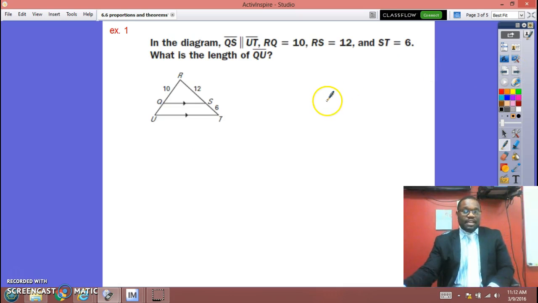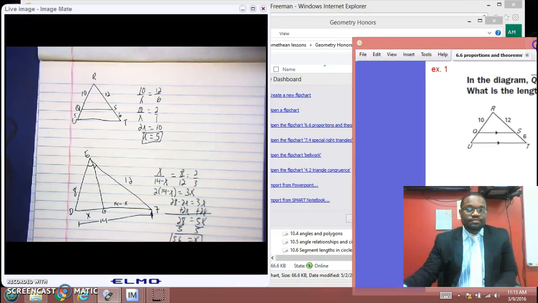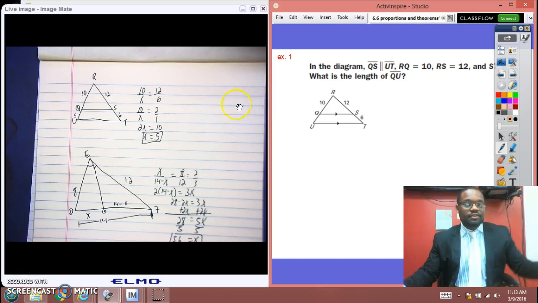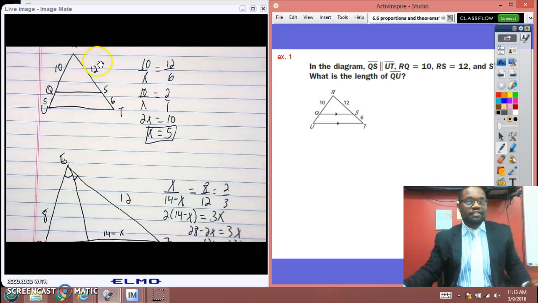Now, here's an example of that. It tells us that in this diagram, QS is parallel to UT. So we know that those two lines are parallel. We know this section is 10, that's 12, this part is 6. So they want us to find this part right here. So having already done the work, here we have it right here where you can figure out that QU is 5. I said 10 over X, which I didn't know what this part was, equals 12 over 6. That's the proportion that you would set up.